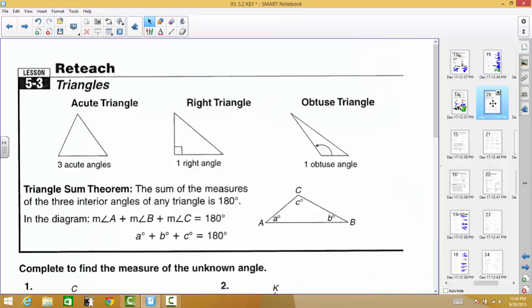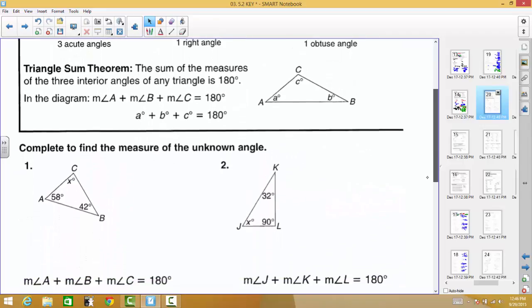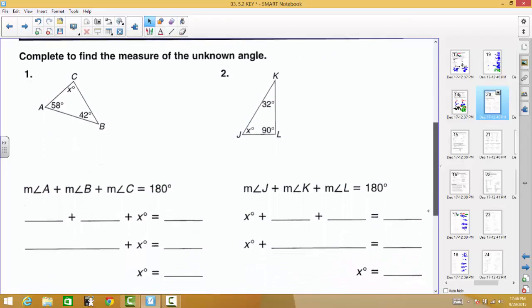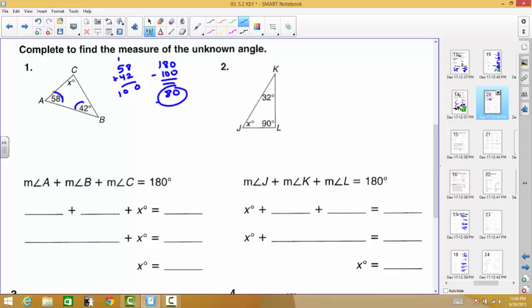Very exciting. Alright, this reteach is nothing new. It's basically just explaining that the three angles of a triangle will always add up to 180. So you would add these two up, 58 and 42, which is 100. And then you would do 180 minus the 100 to be left with 80. So 80 is your answer for x.